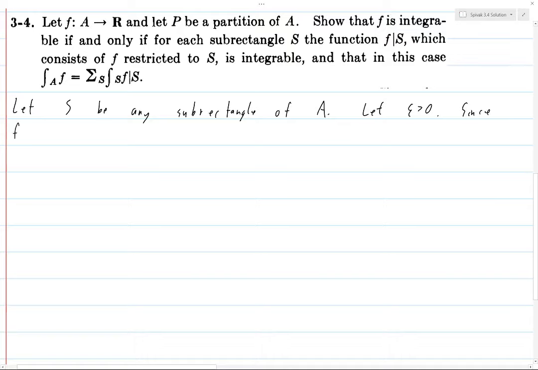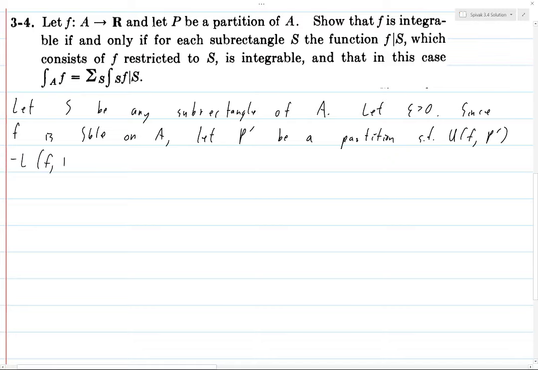Since f is integrable on A, let P prime be a partition of A such that U(f, P prime) minus L(f, P prime) is less than epsilon. We need integrability to guarantee the existence of such a partition.